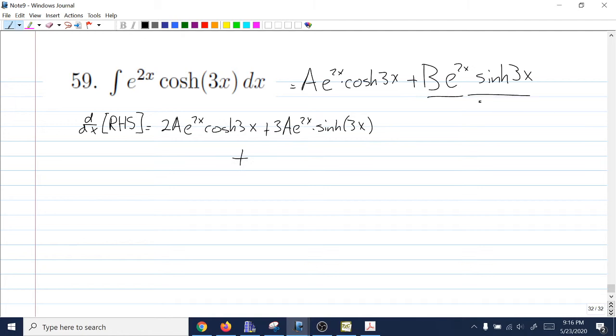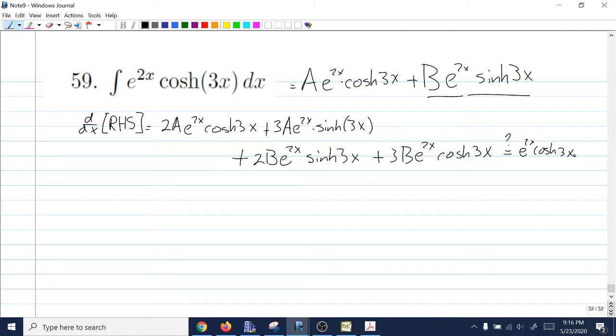Now to do the derivative of this, also product rule. Derivative of the first is 2b e to the 2x, leave the second part alone, sinh 3x, plus leave the first part alone, b e to the 2x, derivative of the second. Derivative of sinh is just cosh 3x times 3 from the chain rule. I want this to equal e to the 2x cosh 3x.